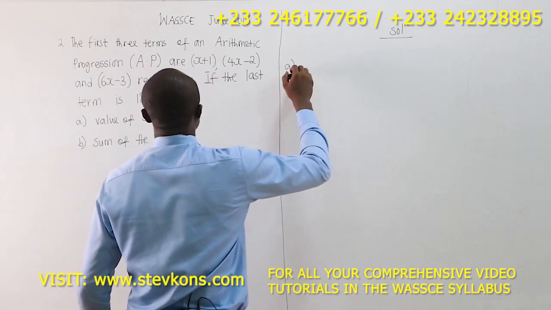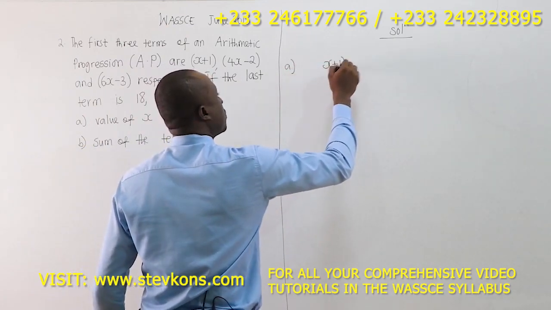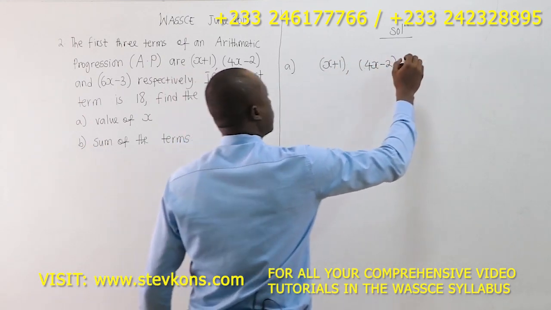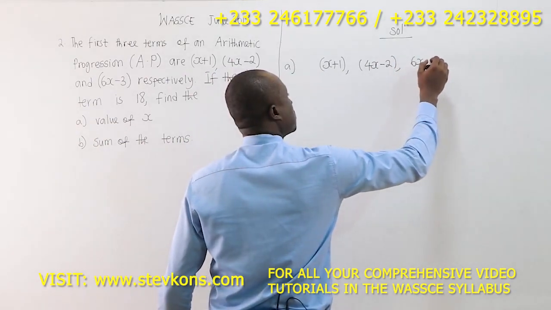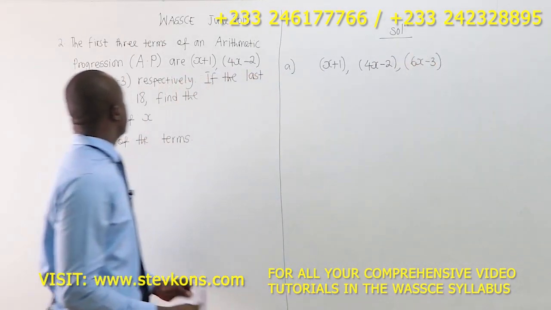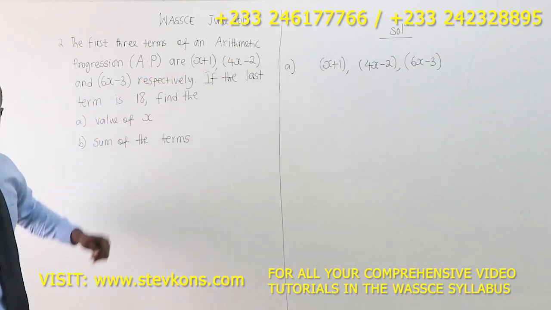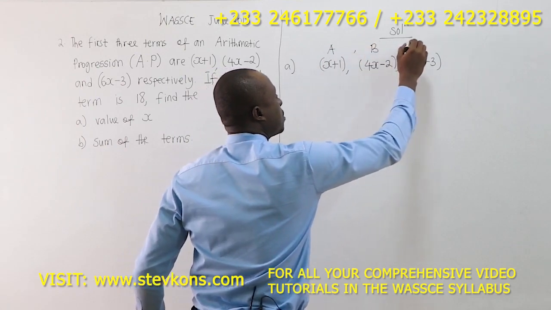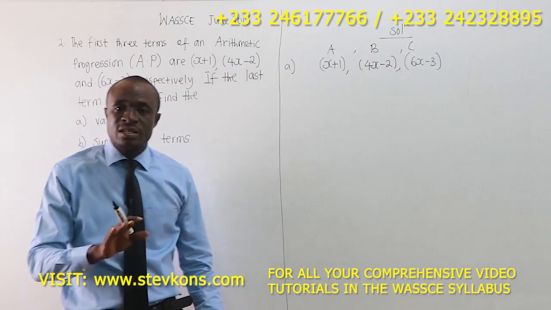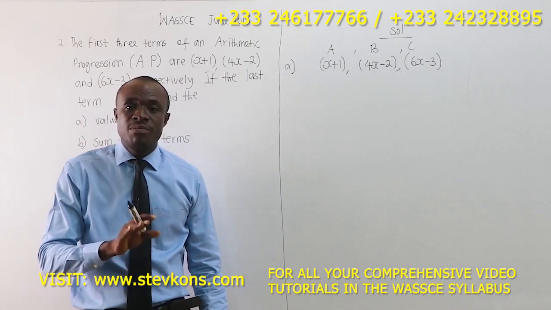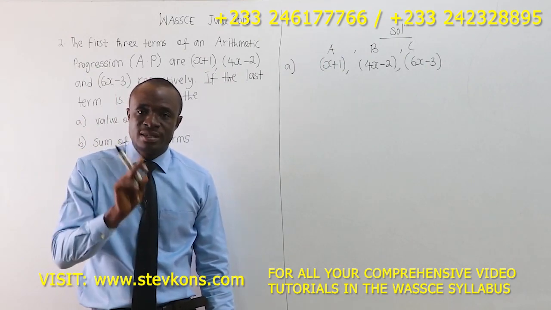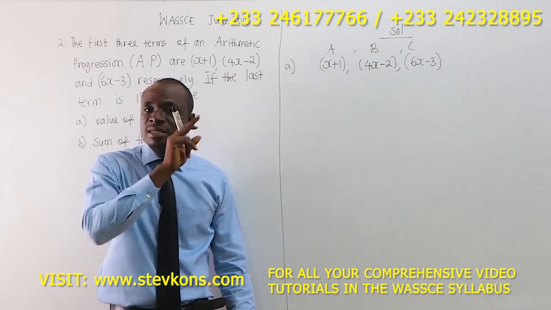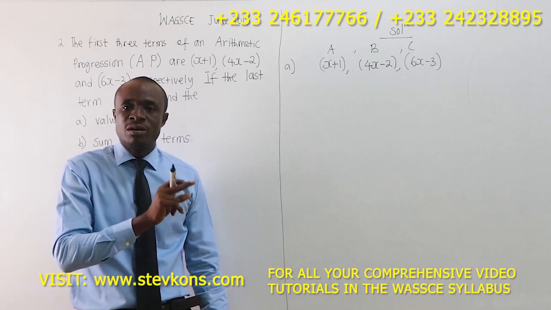Now, what are the terms given to us? We have x plus 1, that's the first term. Second term, 4x minus 2. Third term, we have 6x minus 3. Now, we are being told that these are the first 3 terms of an AP. So let's suppose that this is A, this is B, this is C. Now, the necessary and sufficient condition for 3 numbers A, B, C to form an AP is C minus B equal to B minus A. Very important. C minus B equal to B minus A.